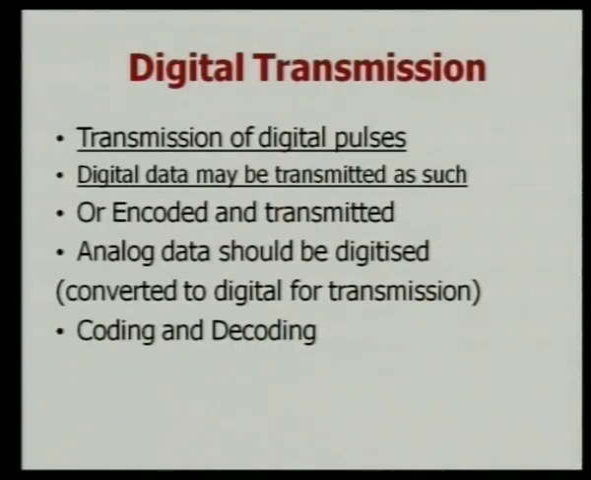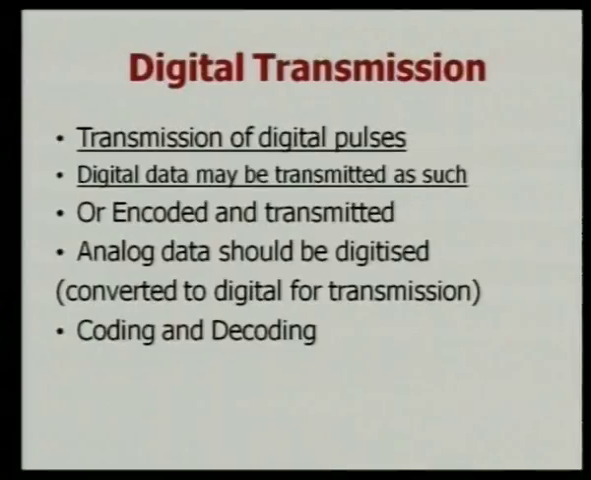This is one possibility. But if I have analog data that needs to be transmitted, now analog data obviously is not in the digitized format. So the analog data should be digitized or converted to digital for transmission. So here this is where we said we will do the job of coding the data. So we talk about coding the data so that it can convert the analog data to digital, and then you decode the data, getting back the analog signal from the digitized data. So this is what we refer to as coding and decoding. So when we talk of analog transmission, we talk about modulation and demodulation.